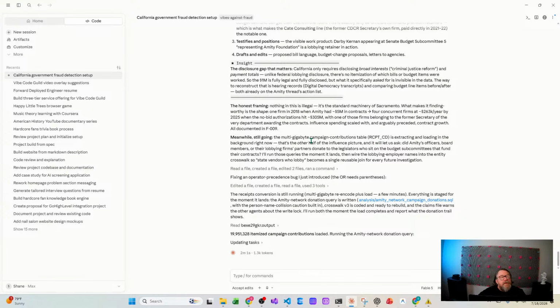The multi-gigabyte campaign contributions table is extracting and loading in the background. That's the other half of the influence picture, and it will let us ask: did Amity's officers, board members, or their lobbying firm partners donate to legislators who sit on the board subcommittee that funds their contracts? I'll run these queries the moment it lands, then wire the lobbying employer names into the entity crosswalk so state vendors who lobby becomes a single reusable join for every future investigation.